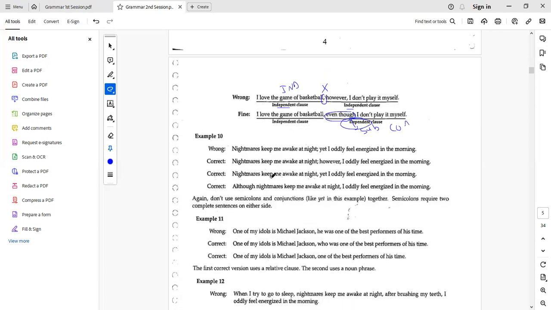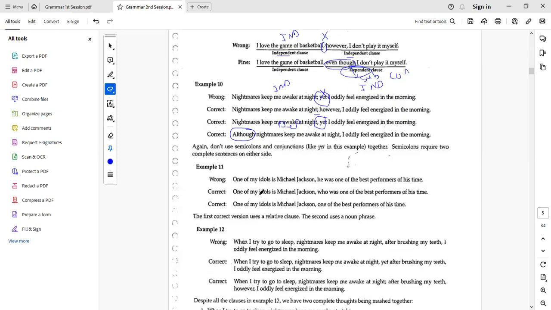Let's find example 10. Nightmares keep me awake at night, independent. I oddly feel organized in the morning, independent. The problem here, he put FANBOYS, but he put with it a semicolon, wrong. We must put comma FANBOYS, not semicolon FANBOYS. So you can put a semicolon and change it to however, right? Or you can put comma, yet, comma FANBOYS. Or you can add a subordinate conjunction to one of them to change it to be dependent.